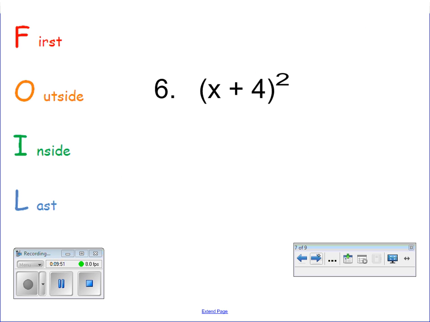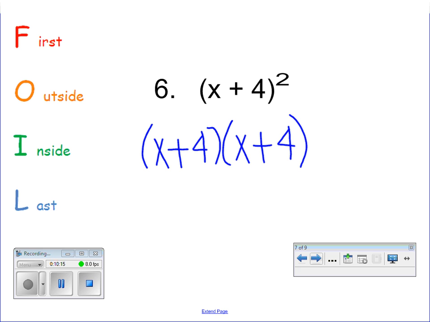This one looks a little different. I have x plus 4, that quantity squared. Okay, so it's not the x that's just being squared. It's not the 4 that's just being squared. It's the whole thing, x plus 4, that's being squared. So what I need to do, remember that's the exact same thing as this, x plus 4 times x plus 4. Okay? You have got to write it like that.